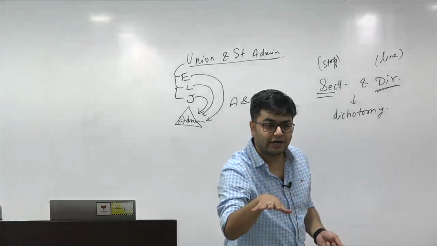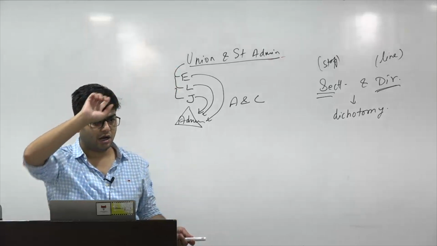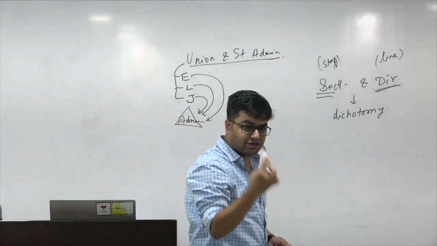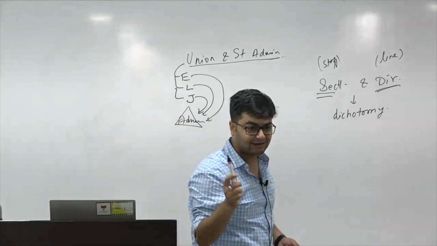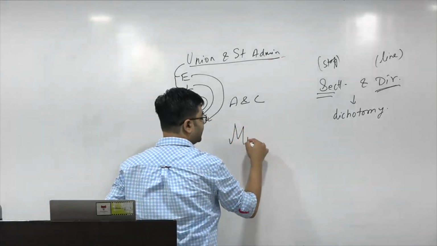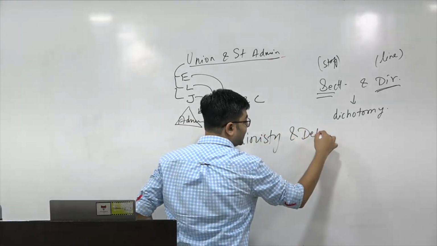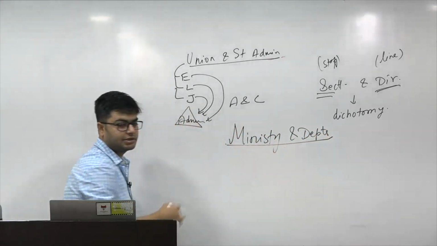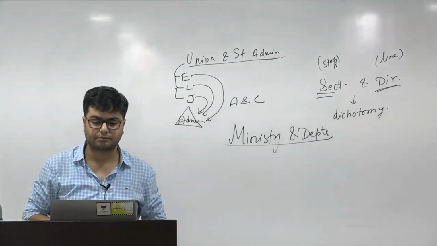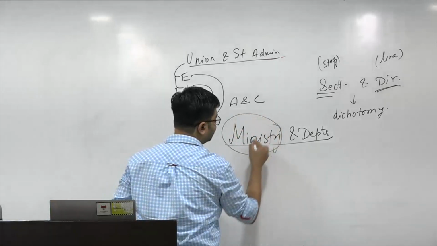Now, there are functional divisions. Cut to Taylor, Gulick, Urwick, Fayol, right? Bring in concepts like span of control, etc. Functional division. That is with regards to ministries and departments. So, a ministry deals with a broad sector.